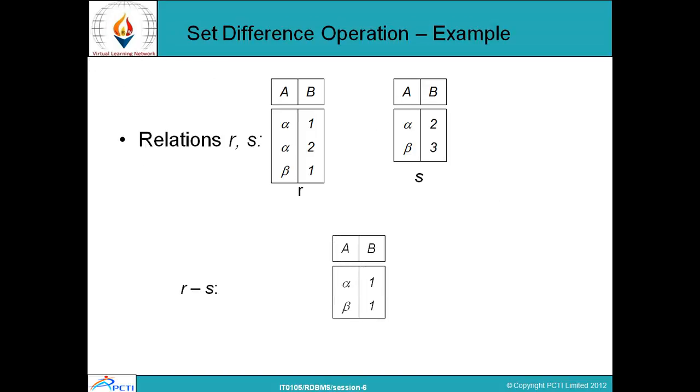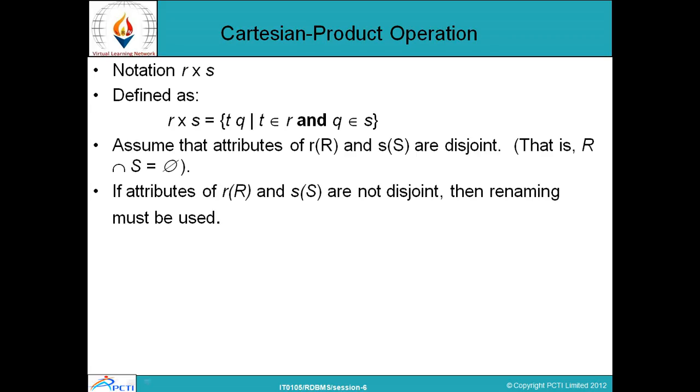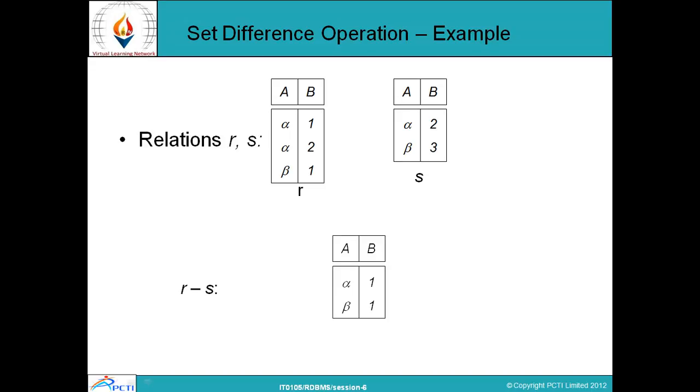This is an example of the difference shown in front of you. Let's consider the two tables again. This is R and this is S. We apply R minus S, the difference operation. It removes all the values that belong to S and shows the values in R. Here alpha 2 is also in S, so alpha 2 is removed. It keeps alpha 1, which is not in S, and beta 1, which is also not in S. The result of the difference operation is shown here.